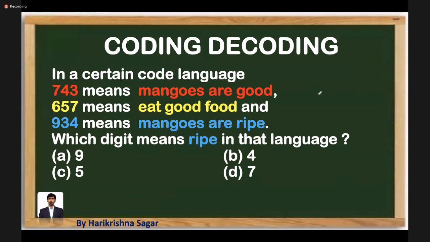Look at the next one. In a certain code, 743 means mangoes are good. 657 means eat good food. 934 means mangoes are ripe. So what is the code for ripe is the question. Look at the first one, 743, and the last one, 934. Two digits are common, 3 and 4. What is common in these two? Mangoes are is common. So 3 and 4 should be the code for mangoes are. They're asking the code for ripe. Ripe must be coded as 9. You can mark it as option C. That's how you are able to see the questions which are related to that.